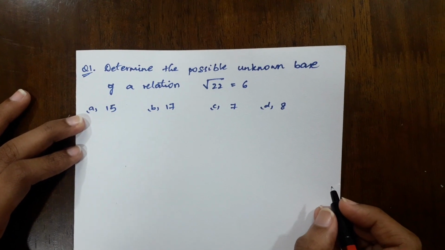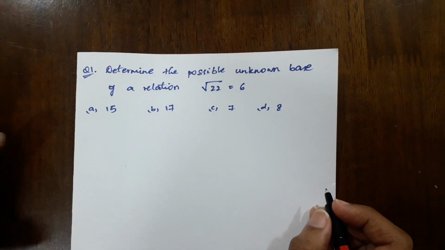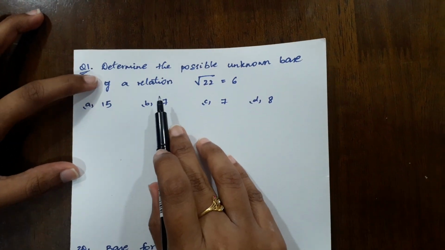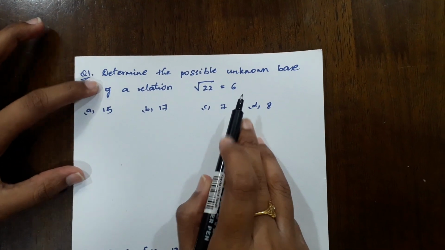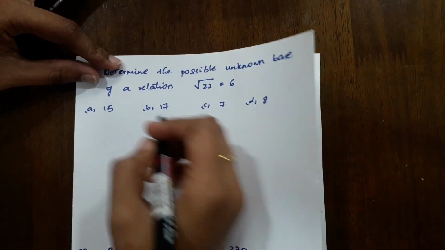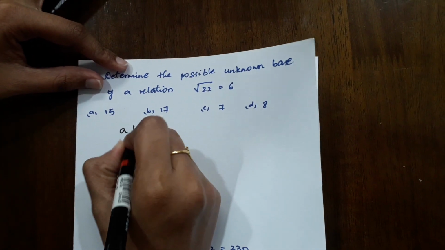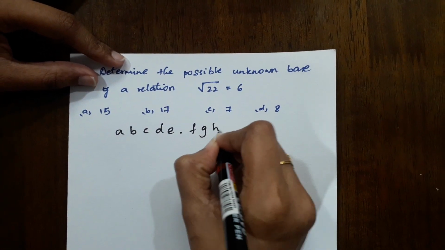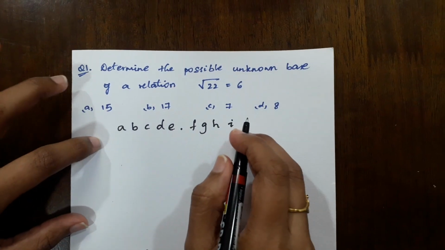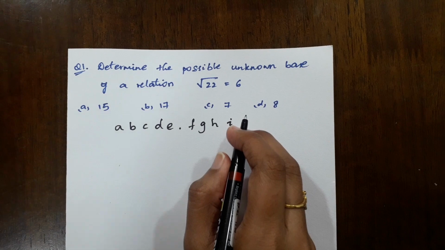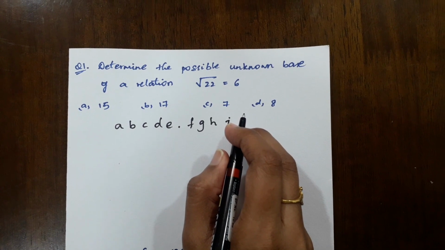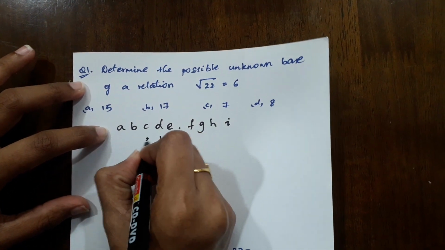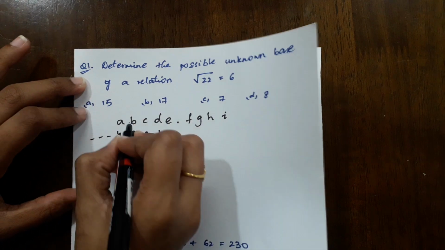Now I want to discuss the basic problems that we will be seeing in this section. The usual ones come like this: determine the possible unknown base value for the relation root over 22 equals 6. Before getting into the problem, one thing I want to make sure of: consider any number pattern like ABCDE, a point like a decimal point, and then FGHI. In order to convert such notations from any number system to any other number system of base or radix r, we will be multiplying these digits by the powers of the base, like 0, 1, 2, 3 and 4 and so on, according to their positions.